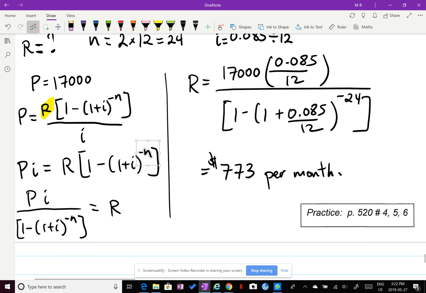Okay, so for $773 per month, how many payments is she making? 773 times 24 payments. All in all, she's paying a total of $18,552 of payments. So her loan is only $17,000, but the interest, the difference between $18,552 and $17,000, that's the interest. So about $1,552 of interest.